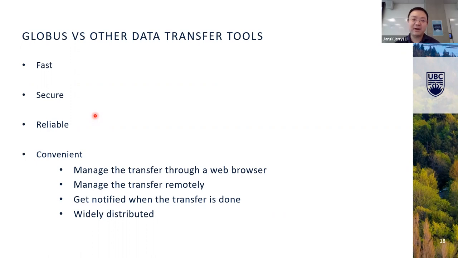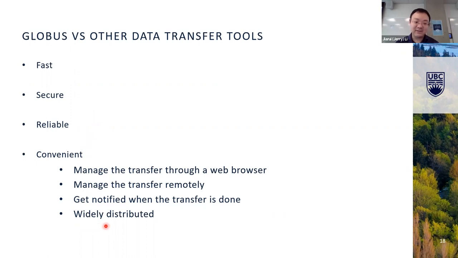So if the transfer is interrupted, then it can retry again to finish the transfer. And also, after the data is transferred, by default Globus will check the file integrity for you, so you don't need to worry about that.